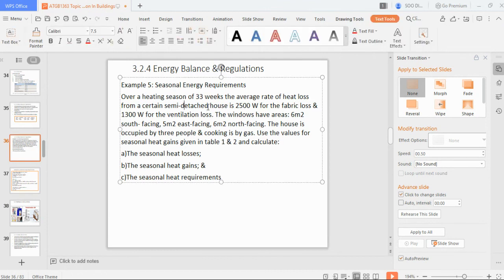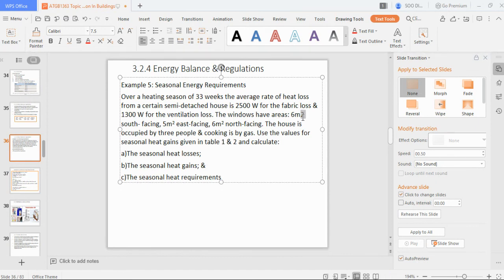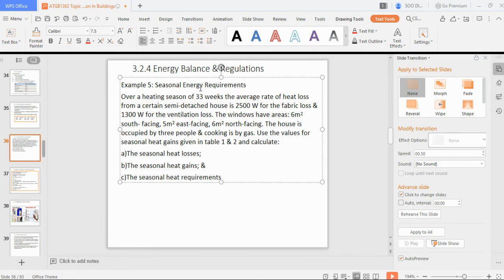Okay, so we have our last example. Let's go through this quickly, and then we have a long break, and then we come back to continue this topic. So example 5 is the seasonal energy requirement.